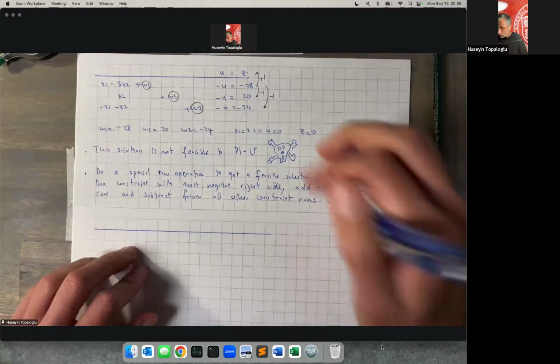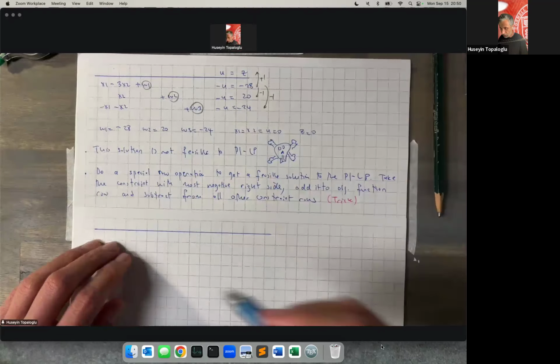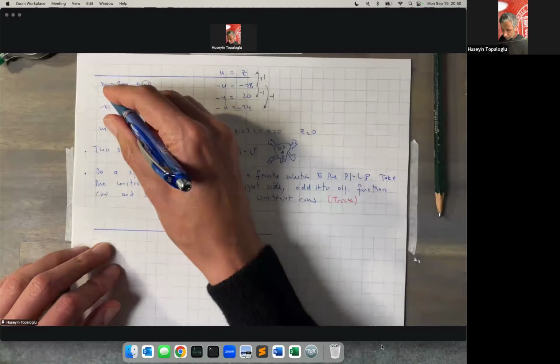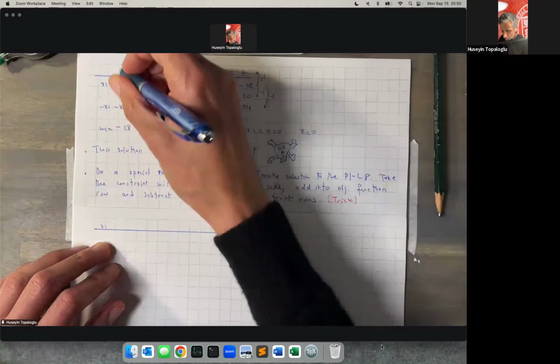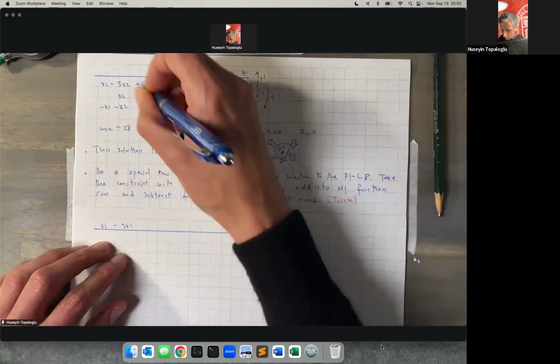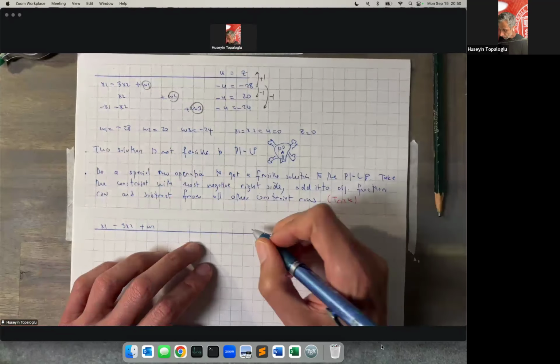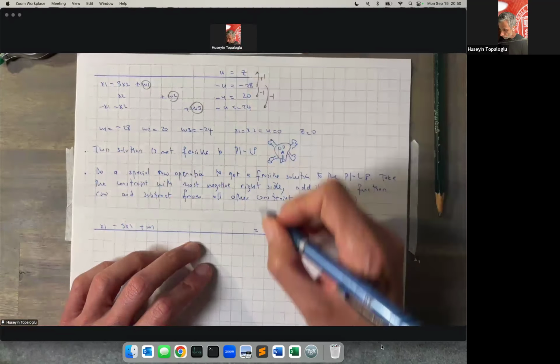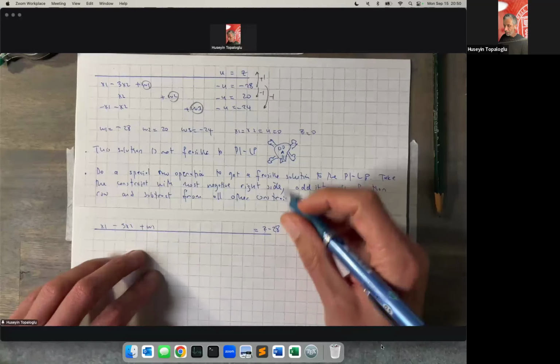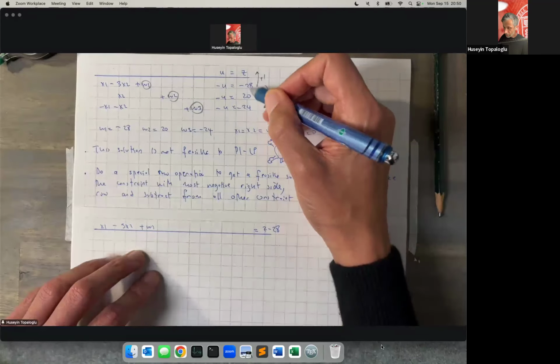Take the first row, the one with the most negative right-hand side, add it to the objective function row. So in that case, what do we get? X1 minus 3x2 plus W1 minus U and plus U are going to cancel. And on the right-hand side, we get Z minus 28. And subtract this row from every other row.